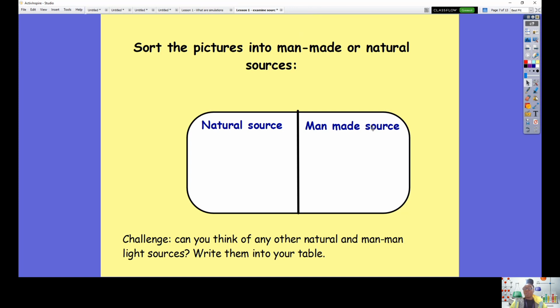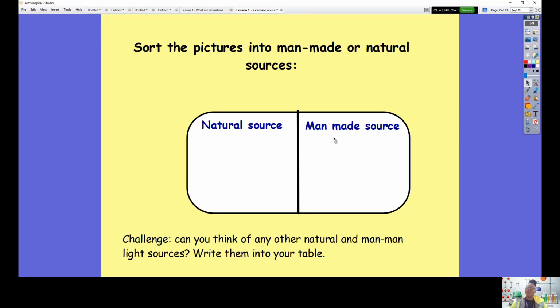Okay, so I'm going to show you the pictures. If you have a piece of paper at home, you can divide that paper into two. Write down natural source on one side and man-made source on the other side. I'm going to show you some pictures now. So pause the video so that you can copy out this table. Hopefully you've copied out that table now and you're ready to see the pictures.